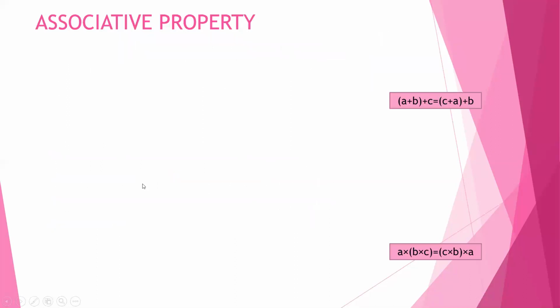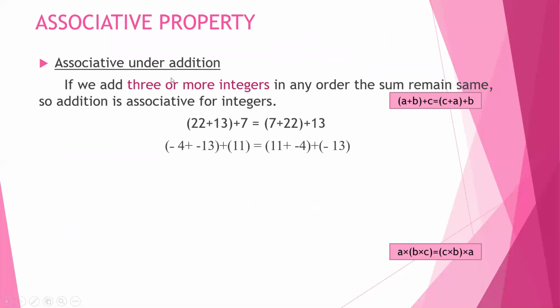Now the next property is the associative property of integers. Associative under addition: if we add 3 or more integers in any order, the sum remains the same. If I'm adding 22 plus 13, or we can say a plus b plus c, or c plus a plus b, there will be no change in the sum. The answer will remain the same. Here we can see two examples.